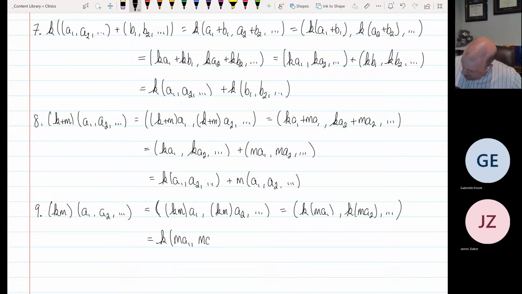Now, by definition, we have k times that vector, right? And again, by definition, we get k times now m times the A vector as desired.